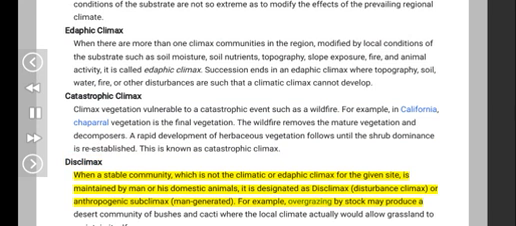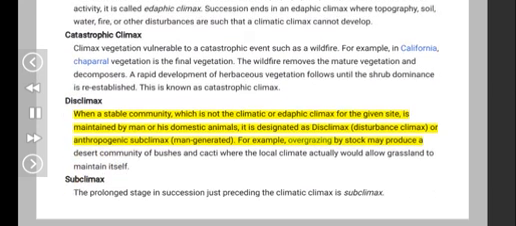Disclimax. When a stable community, which is not the climatic or edaphic climax for the given site, is maintained by man or his domestic animals, it is designated as disclimax, disturbance climax, or anthropogenic subclimax, man-generated. For example, overgrazing by stock may produce a desert community of bushes and cacti where the local climate actually would allow grassland to maintain itself. Subclimax. The prolonged stage in succession just preceding the climatic climax is subclimax.